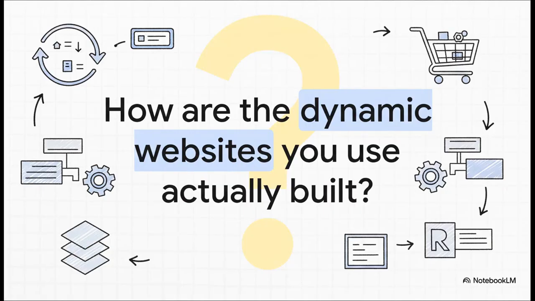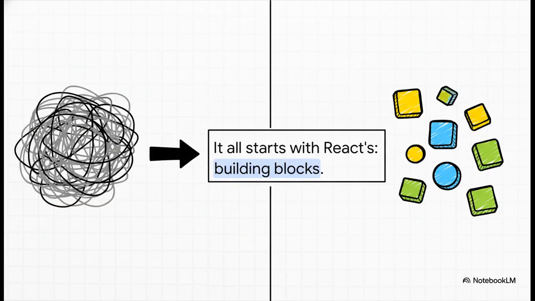I mean, really think about it for a second. You're scrolling through your social media feed, you're clicking around on an online store, and everything feels so seamless. It just works. But behind all that, how do developers actually wrangle all of that complexity? The answer is actually way simpler and honestly more clever than you might think.